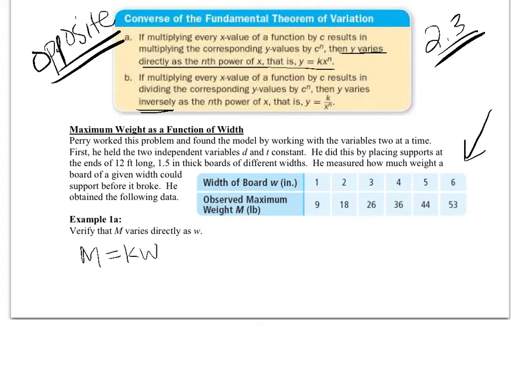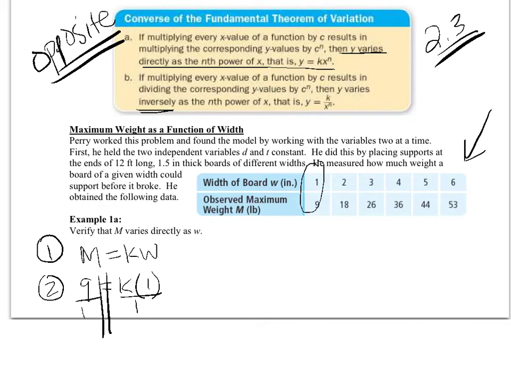Well, we're just going to follow those steps that we learned in lesson 2.1 and 2.2. So step 1, we wrote our general variation equation. Step 2, let's plug in some points and see what we get for k. So we're just going to pick the width 1 and the m of 9. So 9 equals k times 1. We're going to solve for k. We're going to divide both sides by 1. K equals 9. Now step 3, we're going to write that variation equation. M equals 9w.